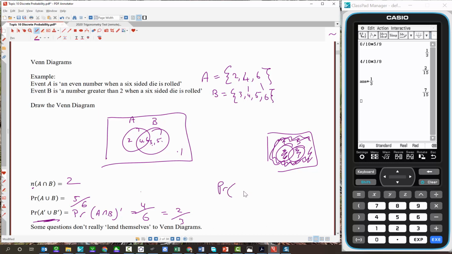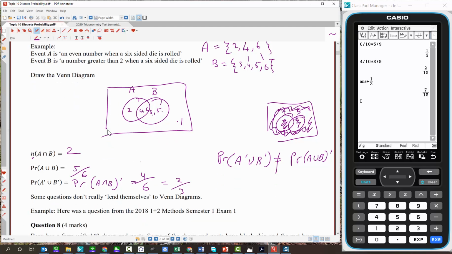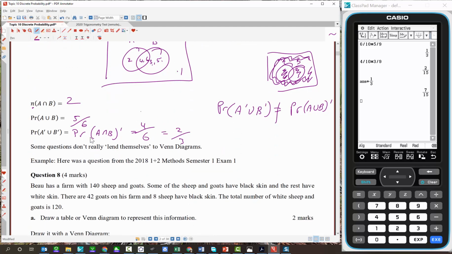So please note that probability of not A or not B is not the same as the probability of A union B not. Okay, so it's not this. All right. So yeah, just watch out for that one. I have to do the Venn diagram still to this day for that particular style of problem.